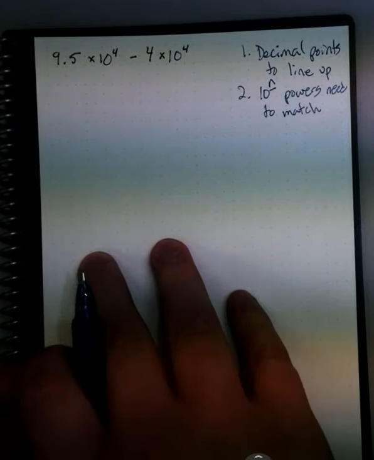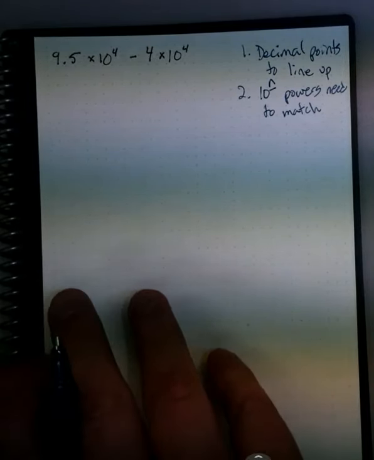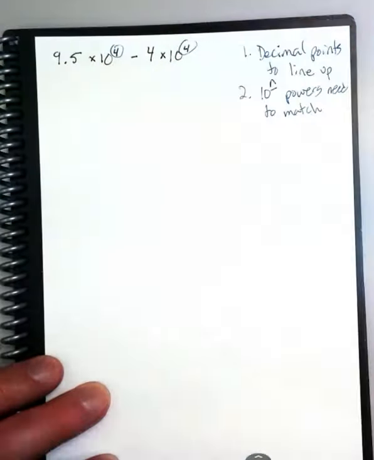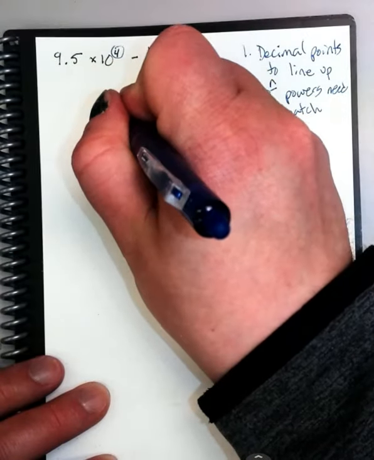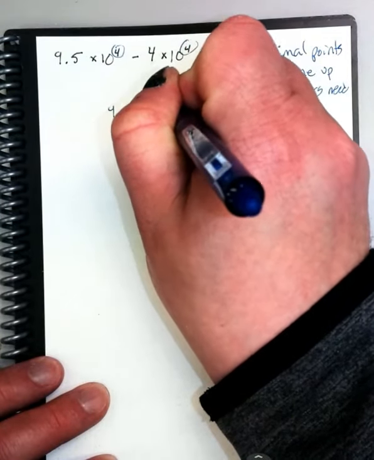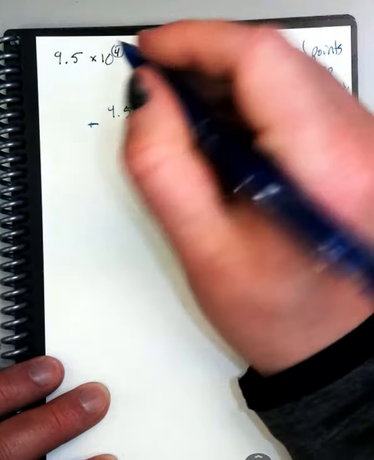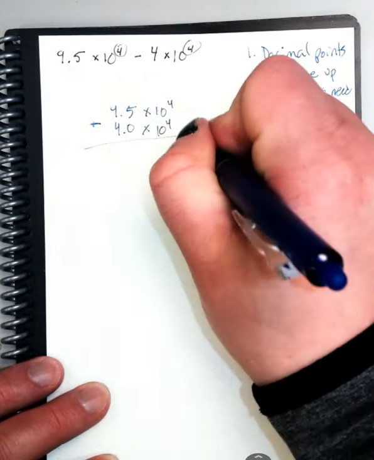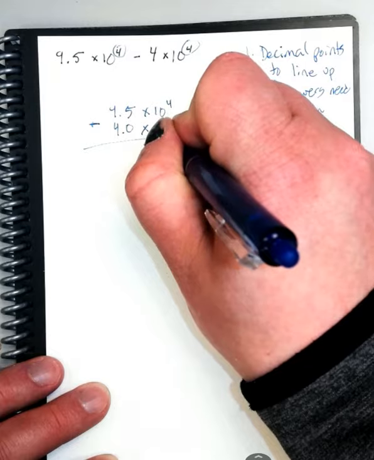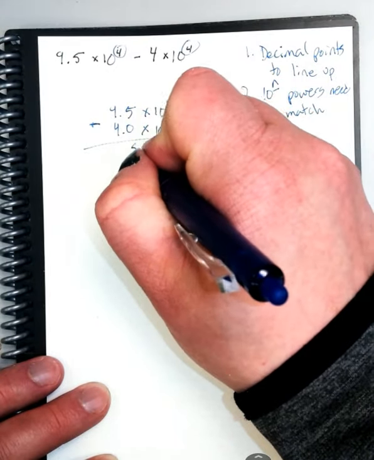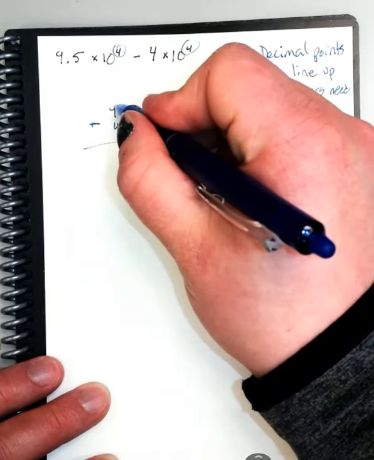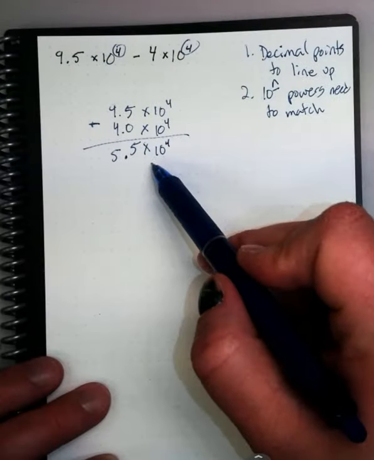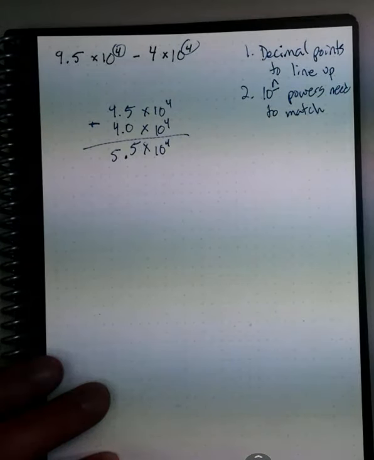In this very first example, we have 9.5 times 10 to the fourth minus 4 times 10 to the fourth. Both of these powers are the same. 9.5 times 10 to the fourth minus 4.0 times 10 to the fourth. I can just drop down 10 to the fourth. 5 minus 0 is 5. Hold on the decimal point. 9 minus 4 is 5. My solution is 5.5 times 10 to the fourth.